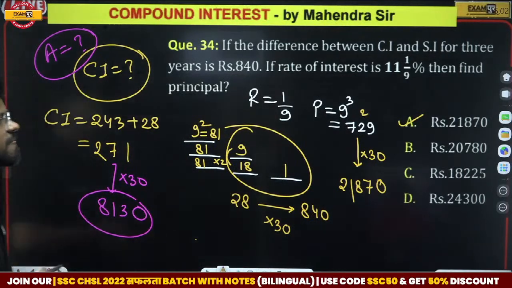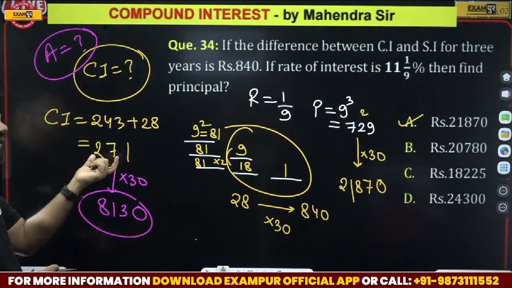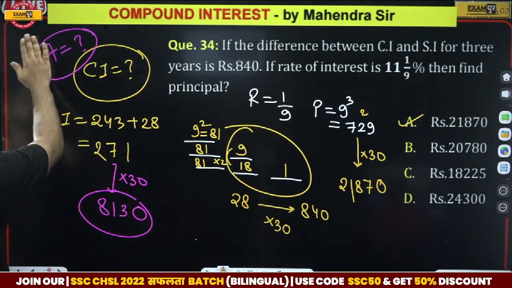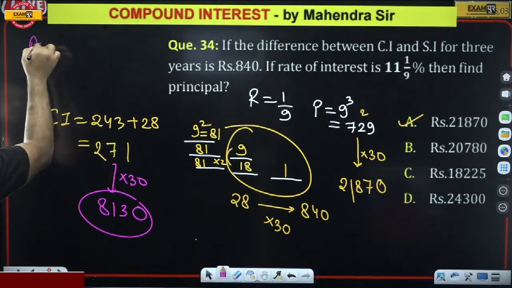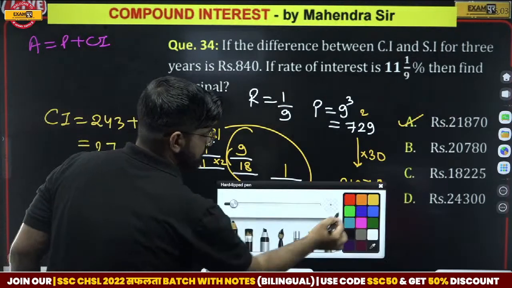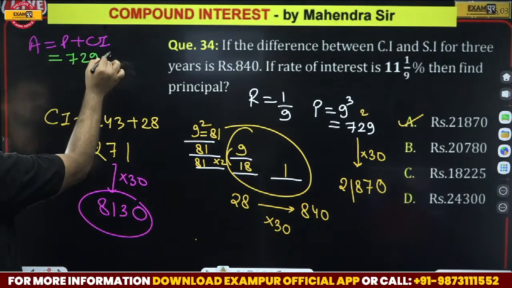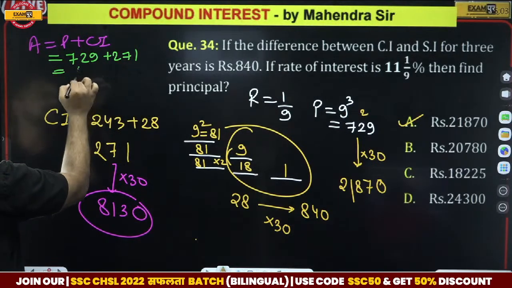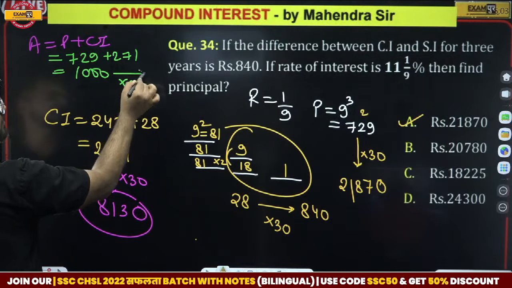30,000 amount. Okay. So you know that CI is 271 and my principal is 729. What is amount? P plus CI. So 729 plus 271. When we add 71 here, that becomes 1000, and you know that the multiplying factor is 30, and my answer is 30,000.